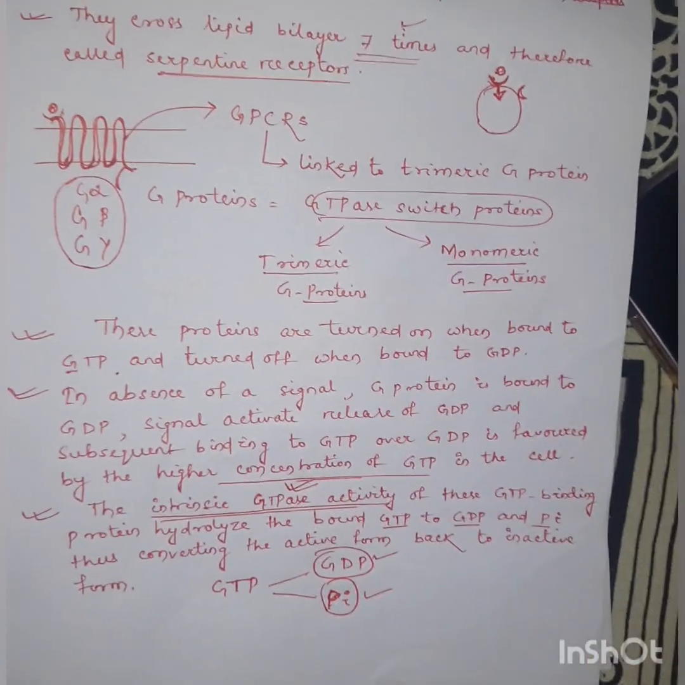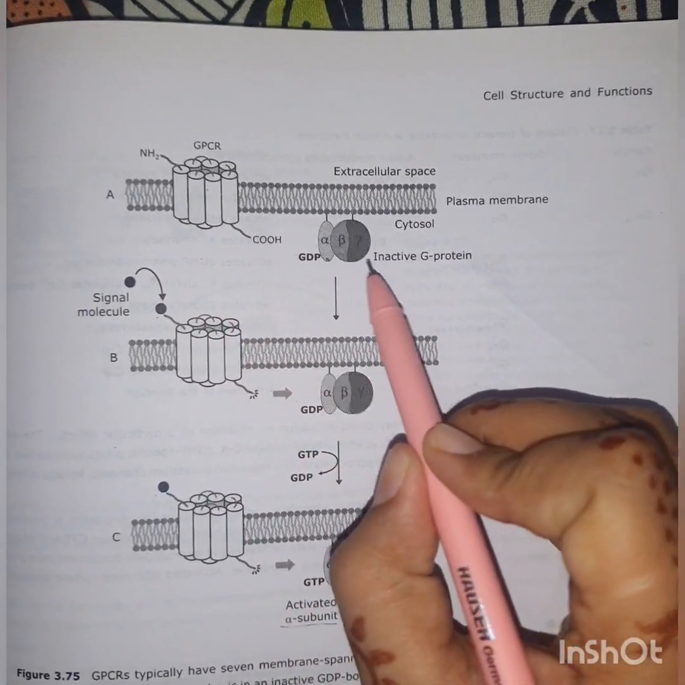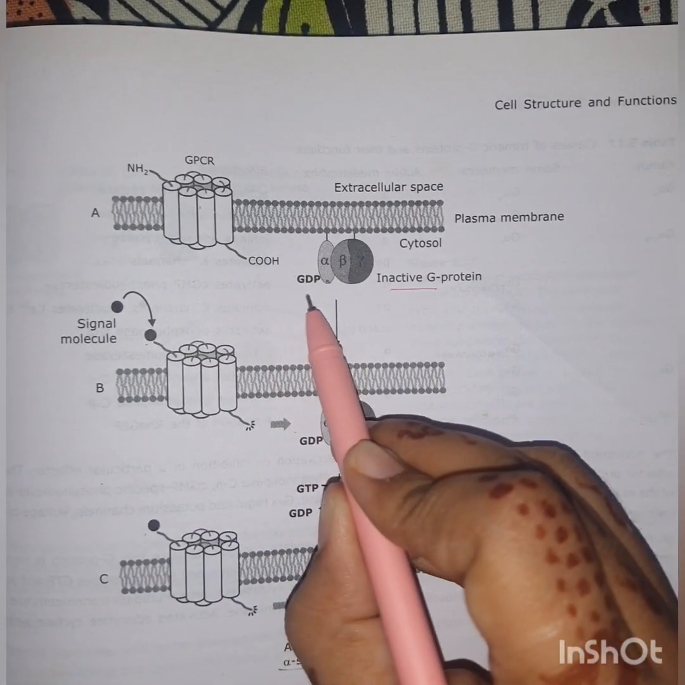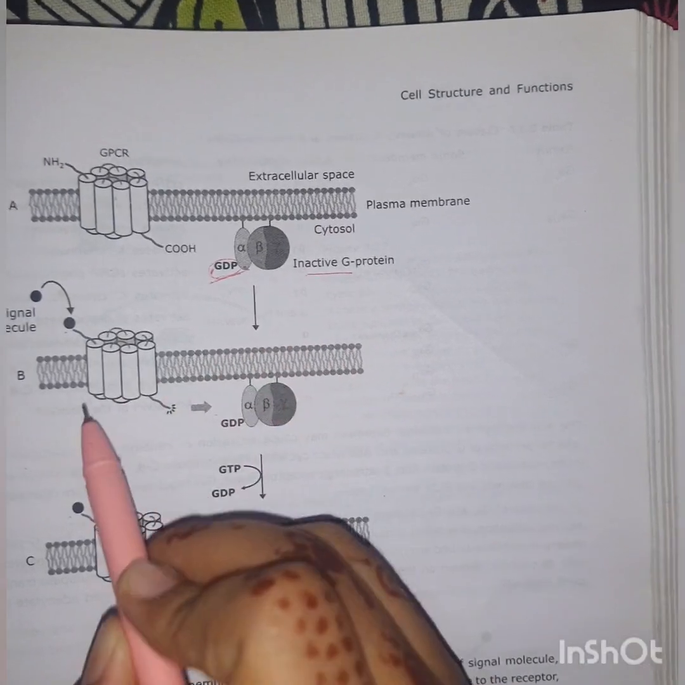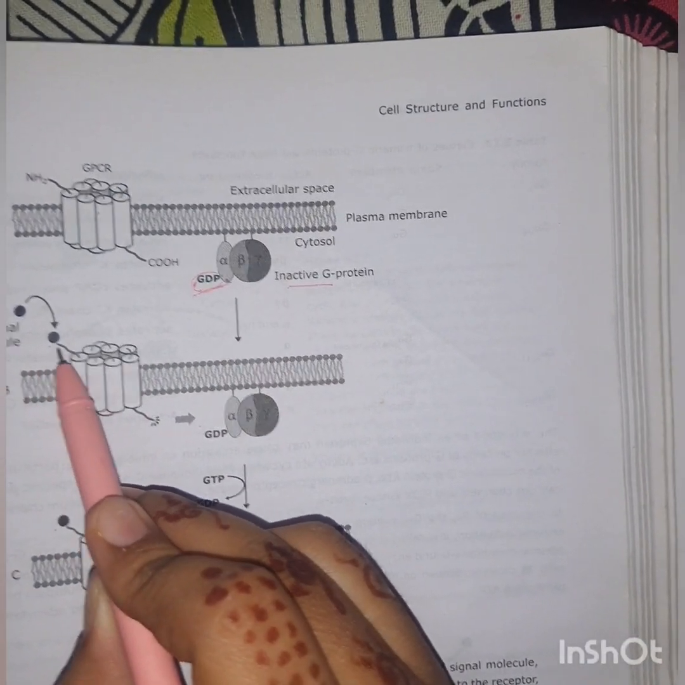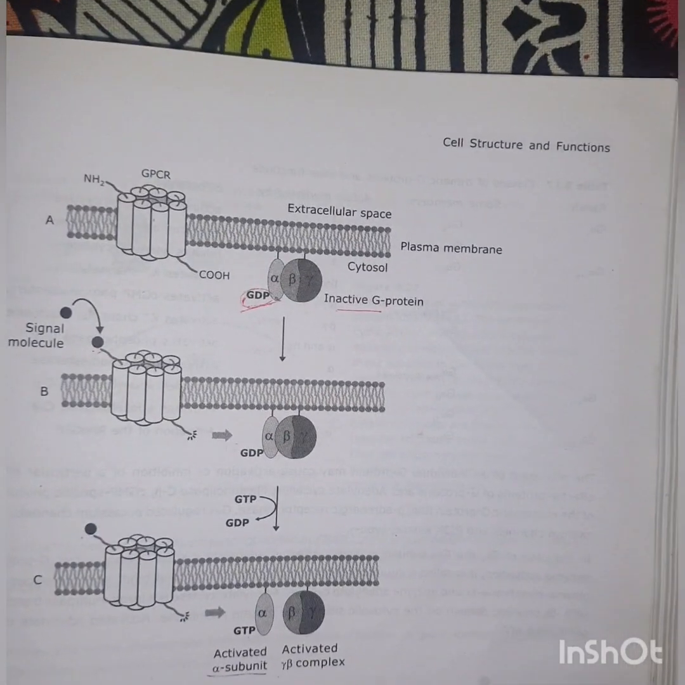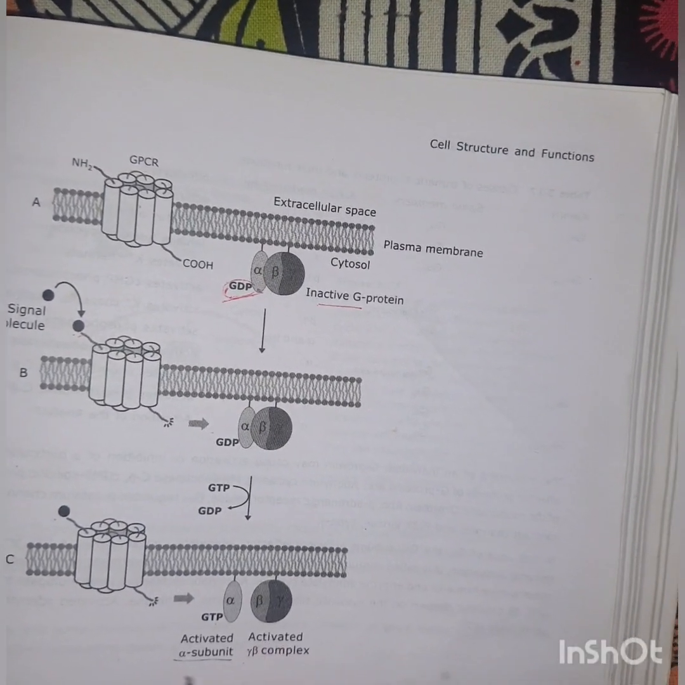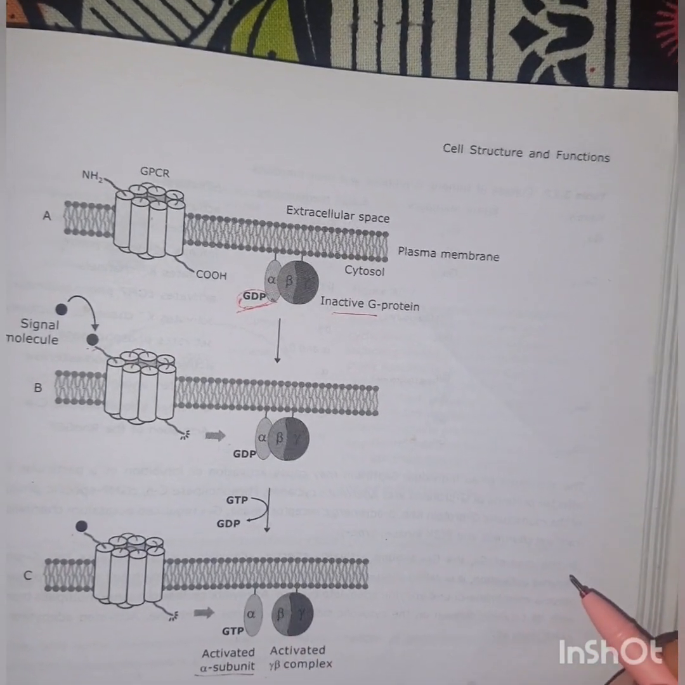So here it is the GPCR and the G proteins in inactive state, because they are bound with this GDP. But when a signal molecule attaches to this GPCR, this GDP is replaced with GTP, and these subunits become activated, and when they get activated, the alpha subunit gets detached from the beta and gamma subunits.